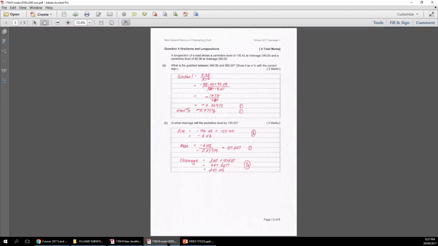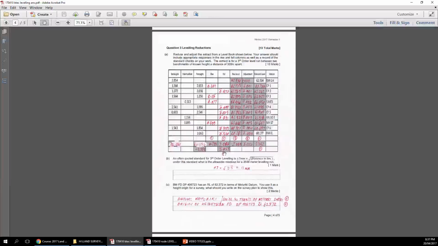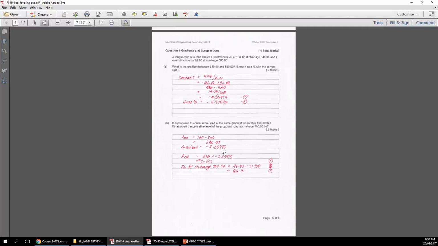Now in the Bachelor of Engineering Technology, the last question is slightly different. We have different things. So the first bit's the same, but the second one is a bit trickier. It is proposed to continue the road at the same gradient for another 160 metres. What would the centreline level of the proposed road at change 700 be?